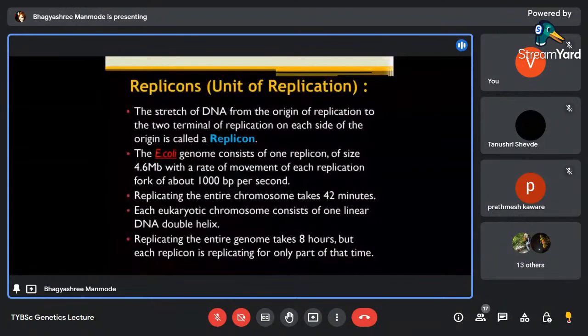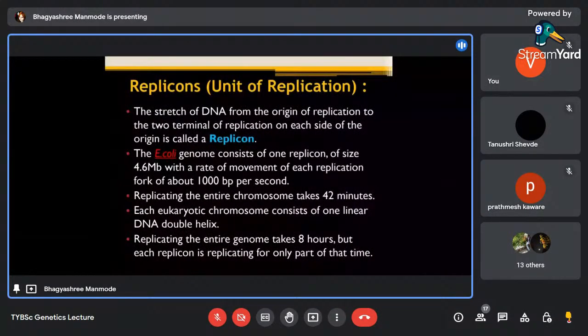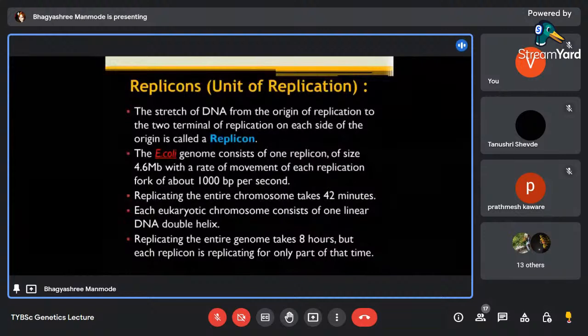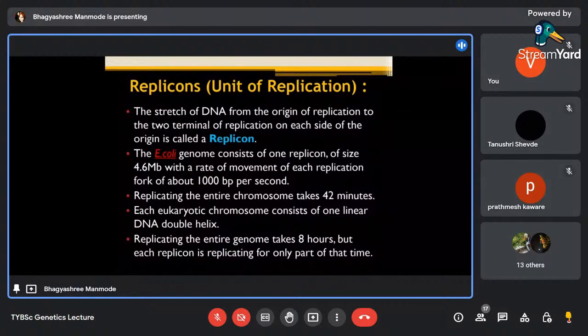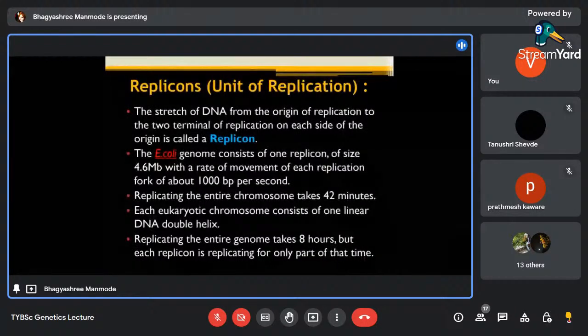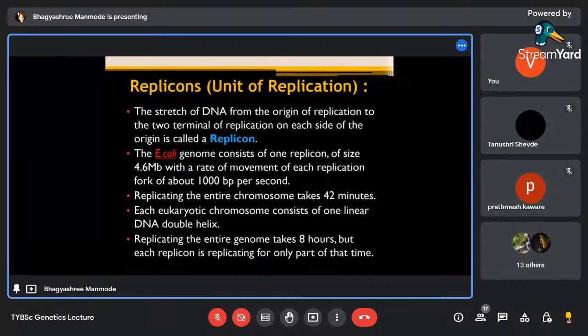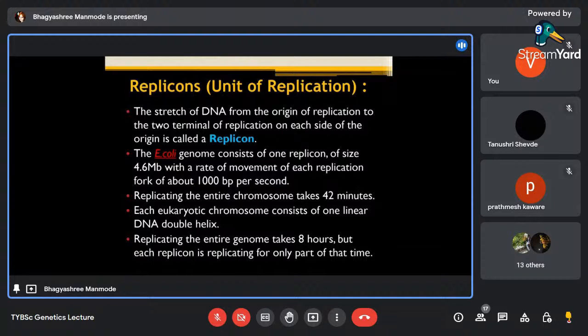And what is a replicon? The stretch of DNA from the origin of replication to the two terminals of replication on each side of the origin is called a replicon. It's also called the unit of replication. The E. coli genome consists of one replicon of size 4.6 MB, with a rate of movement of each replication fork of about 1000 base pairs per second. Replicating the entire chromosome takes 42 minutes.